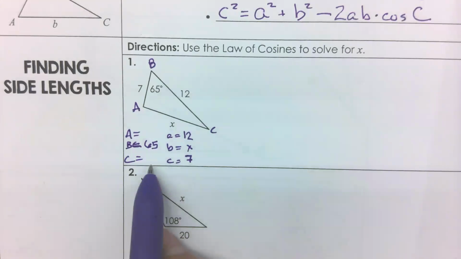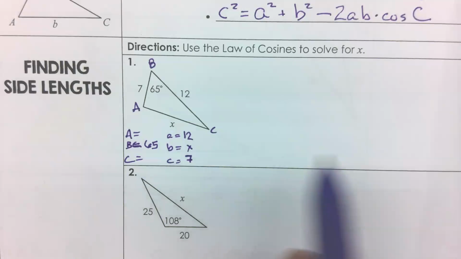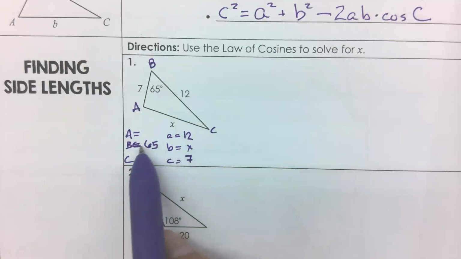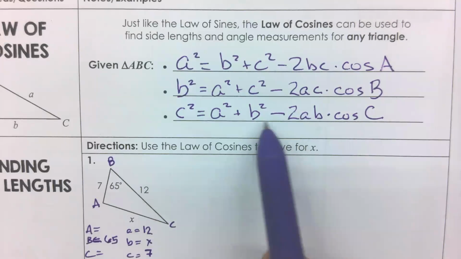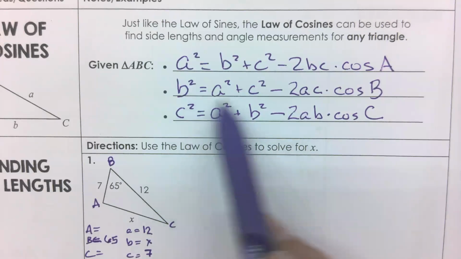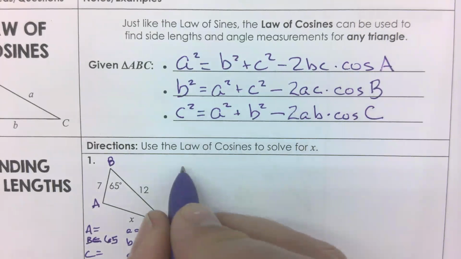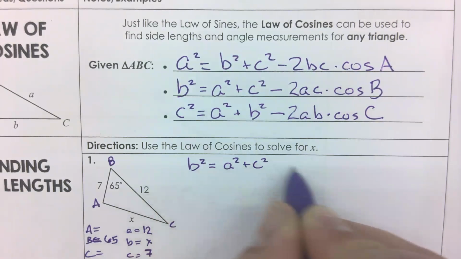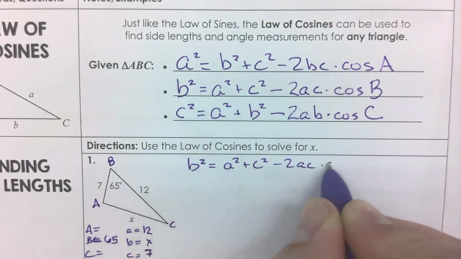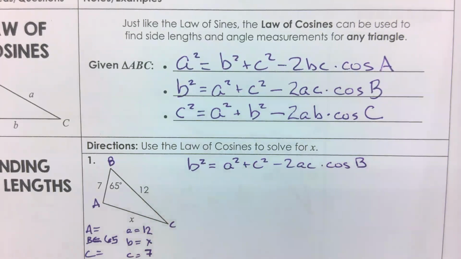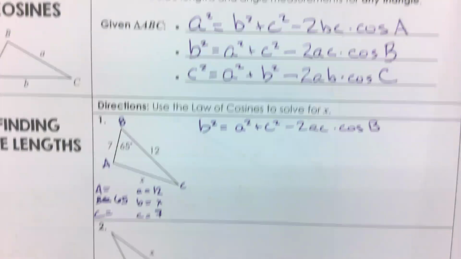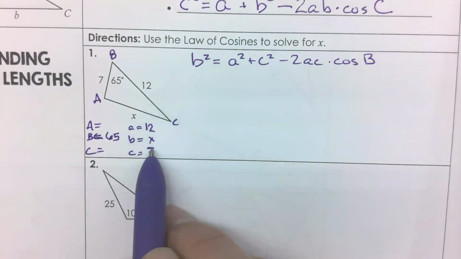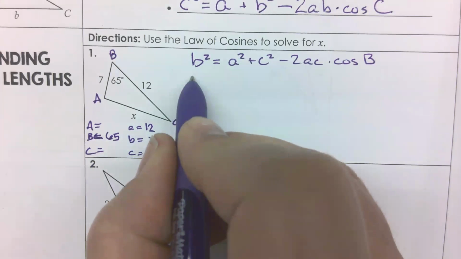But let's apply it. So what I've got is B as an X, and I've got angle B. Which one uses angle B? The middle one. So let's write that out. B squared equals A squared plus C squared minus 2AC times cosine of B. And let's fill in the values. This time, what do we have instead of a B? X.